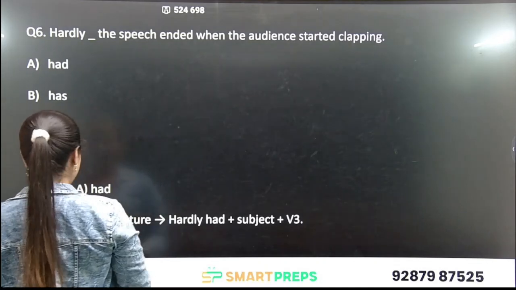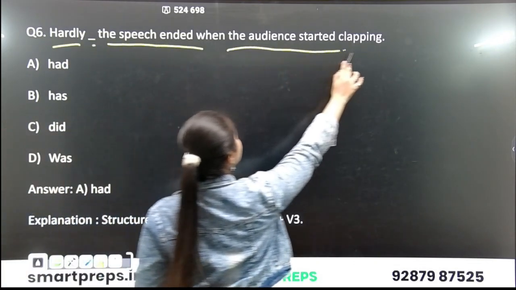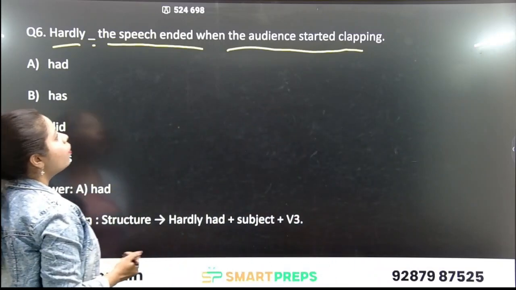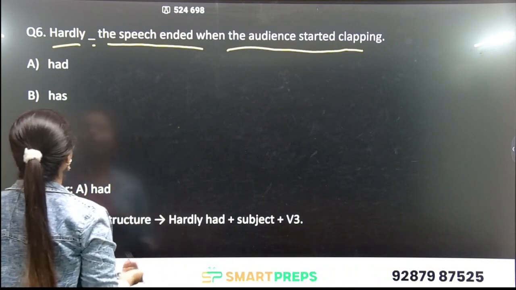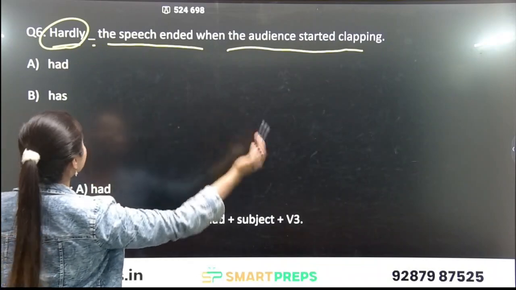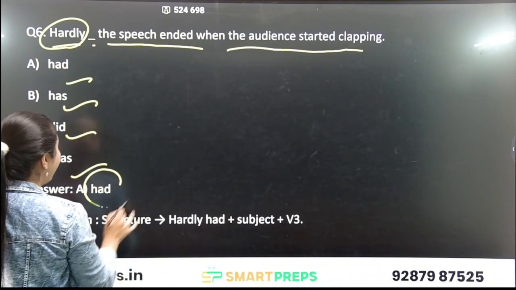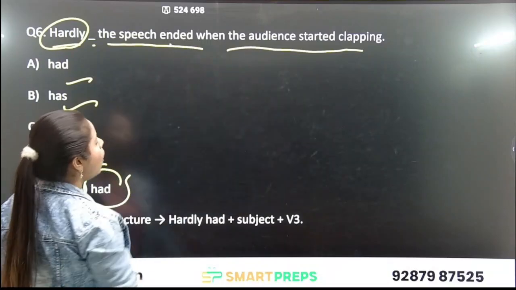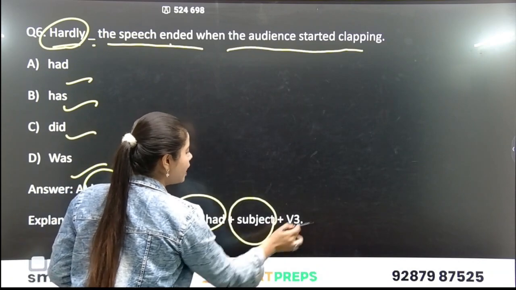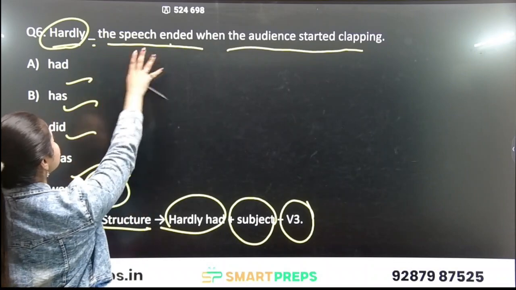Next is: hardly dash the speech ended when the audience started clapping. The options are had, has, did, was. So hardly had the speech ended when the audience started clapping. The structure is hardly had plus subject plus verb. So hardly had the speech ended.